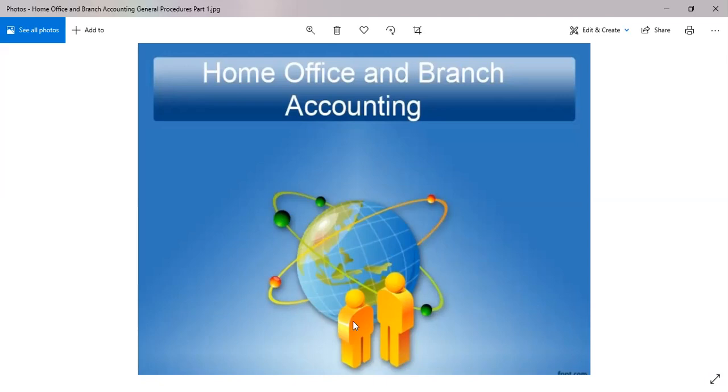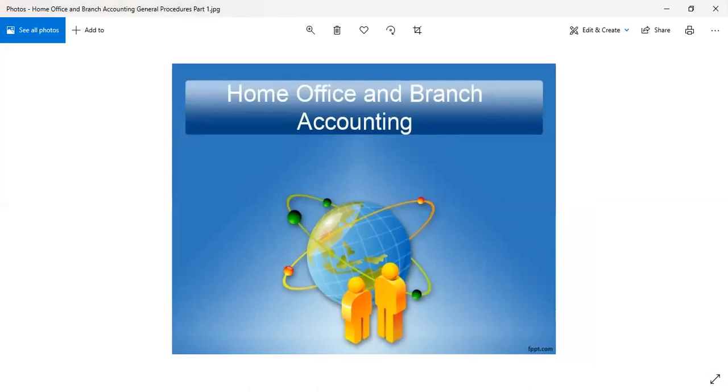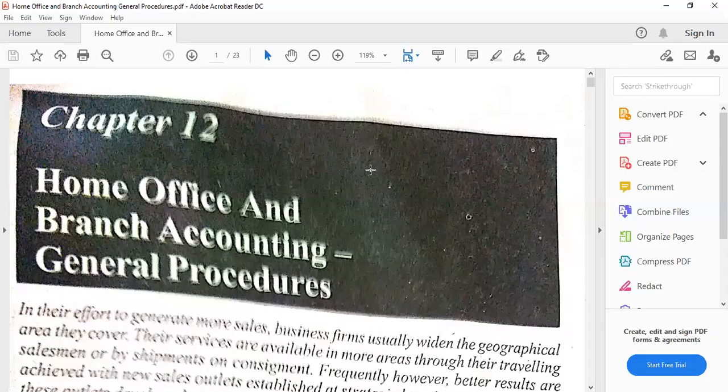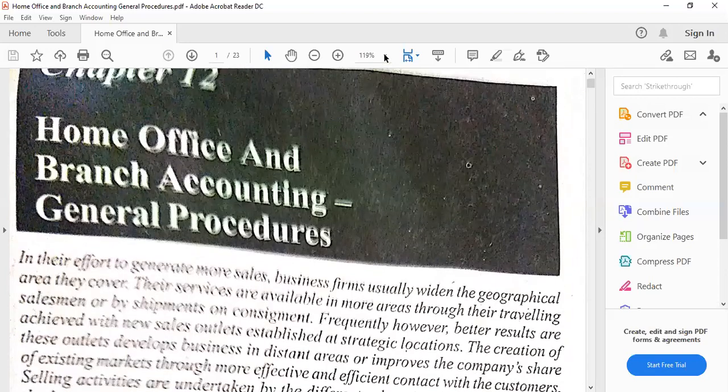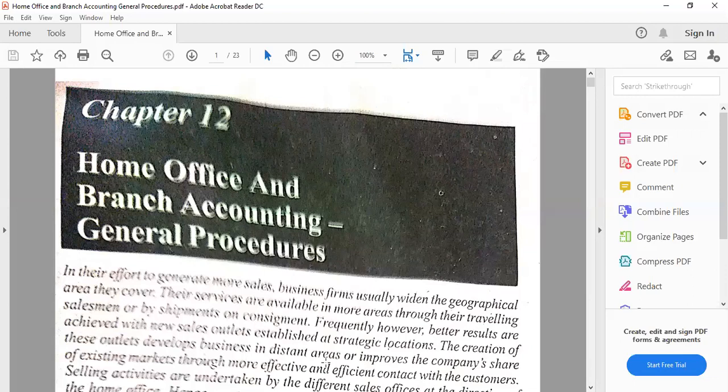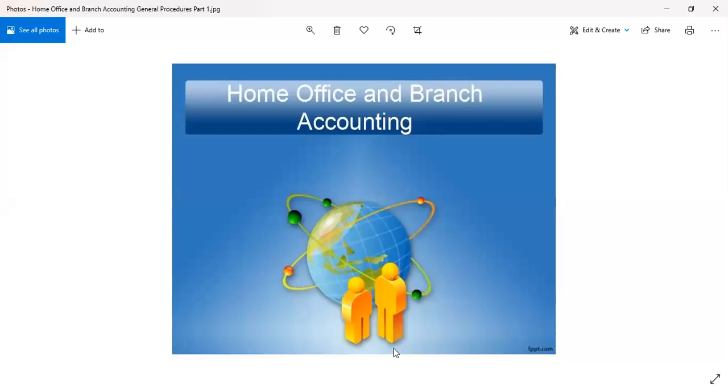Now, growth is very eminent, and growth is but natural for certain organizations, especially if we think of growth as really something that is good for the company. That's why if we think of home office and branch accounting, we think of more sales, more offices, more profits for the business, and this is also the way by which the organization can earn more. All right, hopefully that is enough for the introduction. Now let's proceed to the discussions on our PDF presentation.